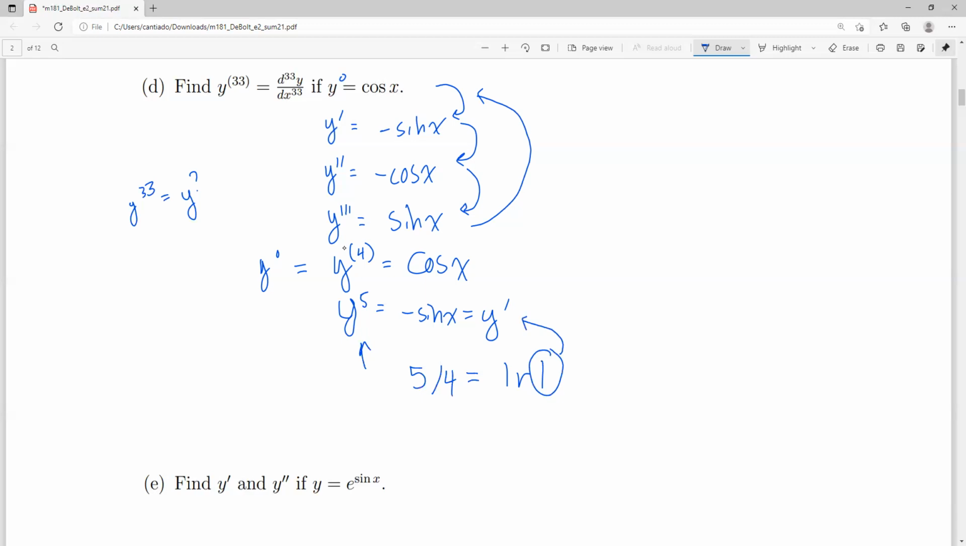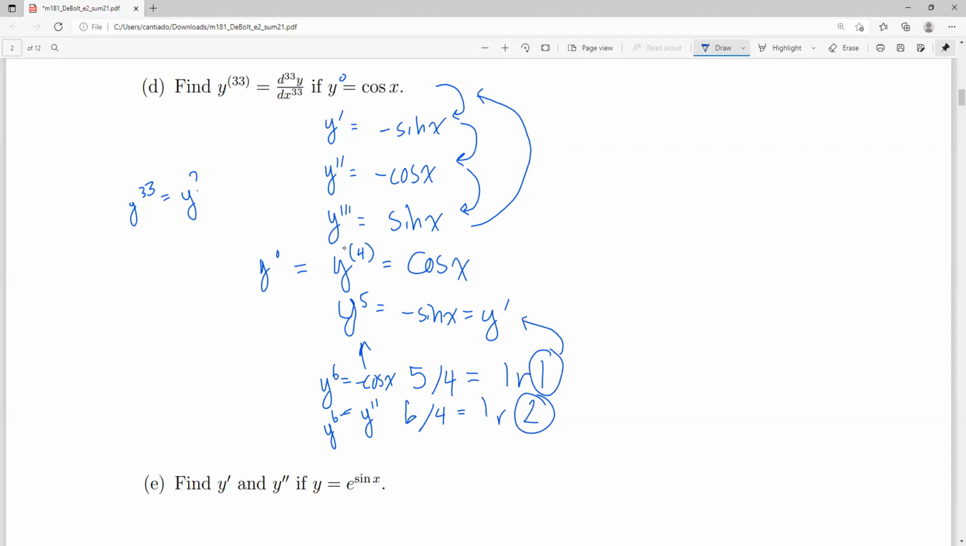So if we were to try something out, let's find the 6th derivative real quick. You can take it from the 5th derivative, the derivative of negative sine x, which is going to be negative cosine x, right? If we divide 6 by 4, we get 1 remainder 2. Let me fix that, sorry. We get 1 remainder 2. The remainder now is 2, and that corresponds to the second derivative, which is what y to the 6th equals. The 6th derivative is equal to the second derivative. So hopefully you can start seeing the pattern here.